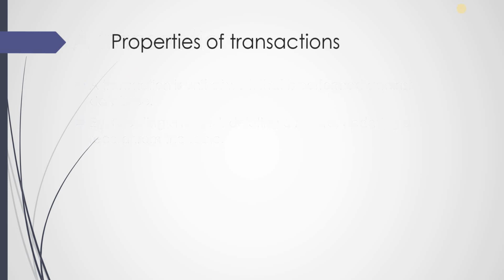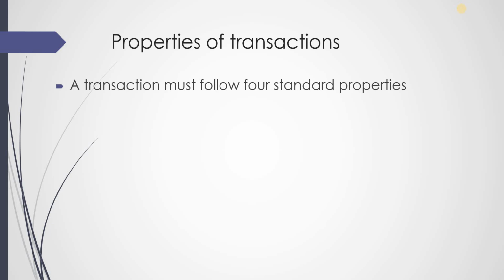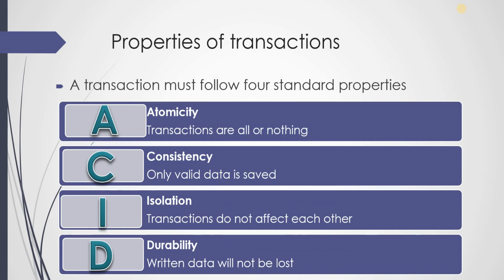Next, let us learn the properties of a transaction. There are 4 different properties of a transaction. The acronym for the same is ACID, A-C-I-D. Whenever we are talking about a database, whenever we are talking about a transaction, the transaction must follow the 4 standard properties. These are A-C-I-D properties. A stands for atomicity. Atomicity means the transactions are complete or nothing.